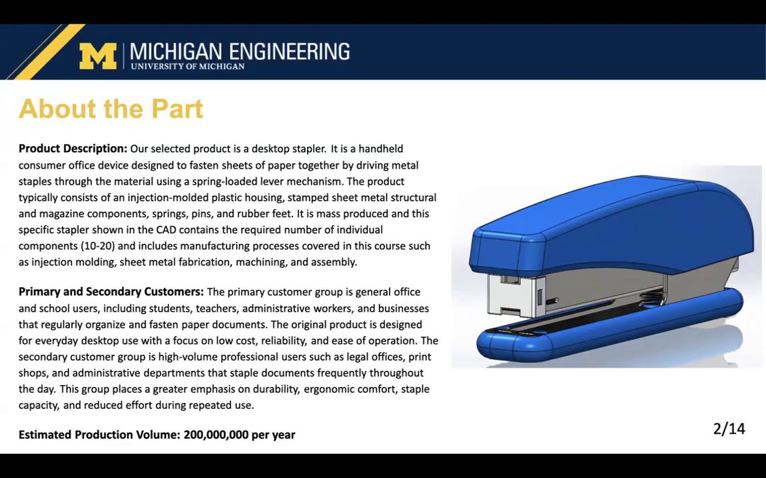We chose it because it has 10 to 20 components. It is mass produced at about 200 million units per year, and it uses course-related processes like injection molding, sheet metal fabrication, machining, and assembly. The primary customer group is everyday office and school users, such as students, teachers, and businesses who need a low-cost, reliable, easy-to-use stapler. The secondary customer group is high-volume professional users, such as legal offices or departments that staple more frequently, where durability, comfort, and staple capacity matter more.